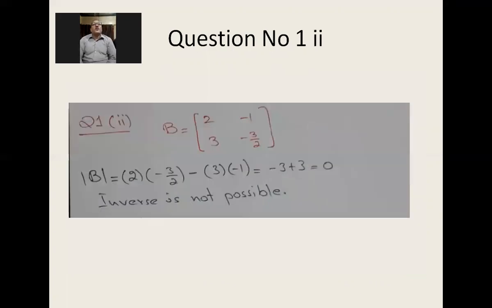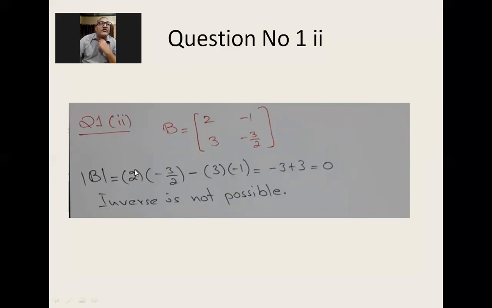Okay, so in question number 1, the second part is that matrix B. I just gave it the name B, that is 2, minus 1, 3, and minus 3 by 2. So first of all I will find its determinant. The members along this diagonal, I will multiply them with each other, and you can see here 2 multiplied by minus 3 by 2. And then a negative, and then I will multiply these two members with each other along this diagonal. So 3 multiplied by minus 1.